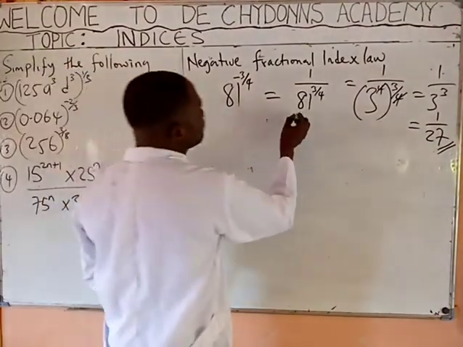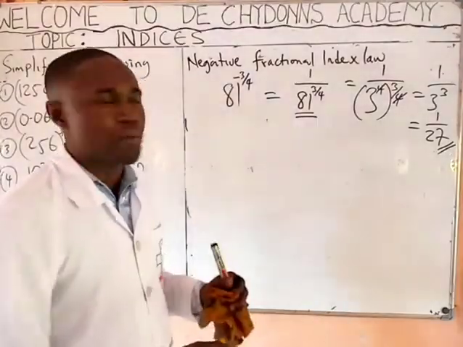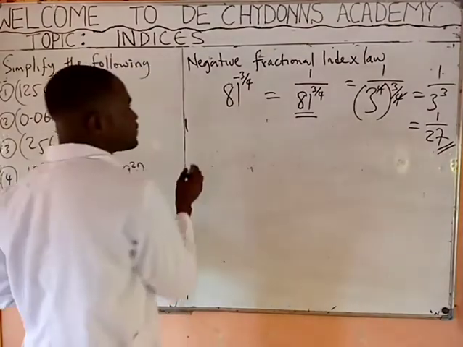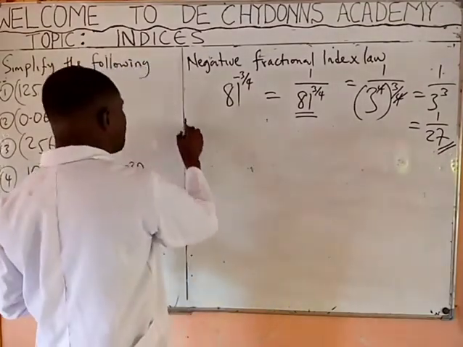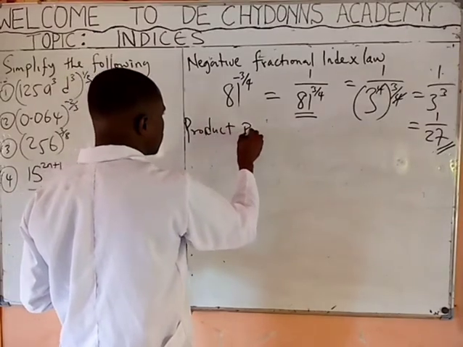As far as I've succeeded in converting that number to its basic index form, it has made things easy for me to solve. Then the next law is the product power law.